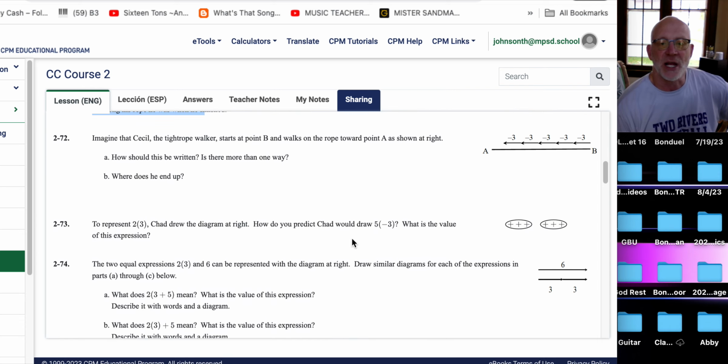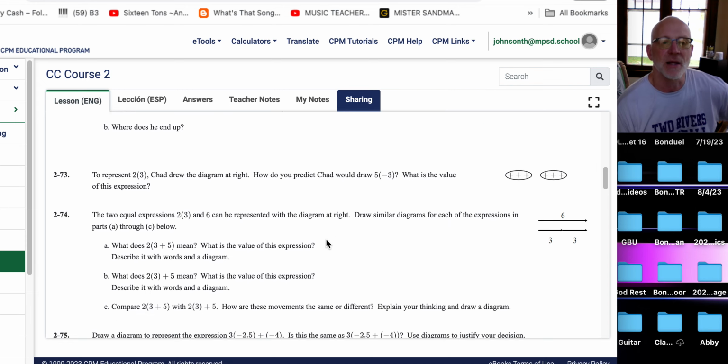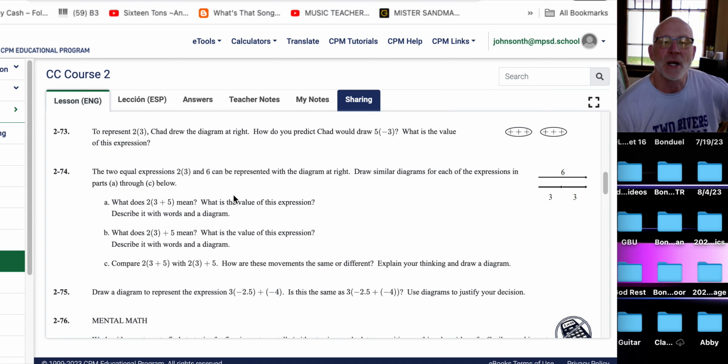To represent 2 groups of 3, Chad drew this diagram at the right. How would you draw 5 groups of -3? I think you can do that. And then the 2 equal expressions, 2 groups of 3 and 6, can be represented with the diagram at the right. Draw similar diagrams for each of these expressions.